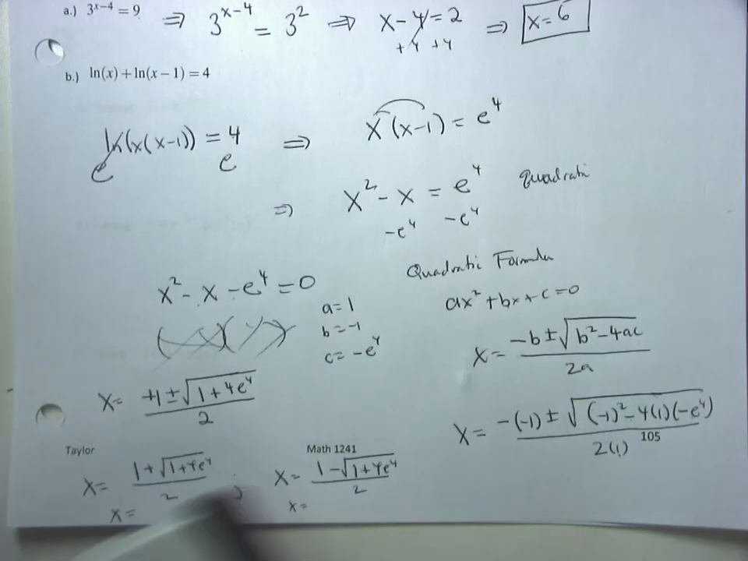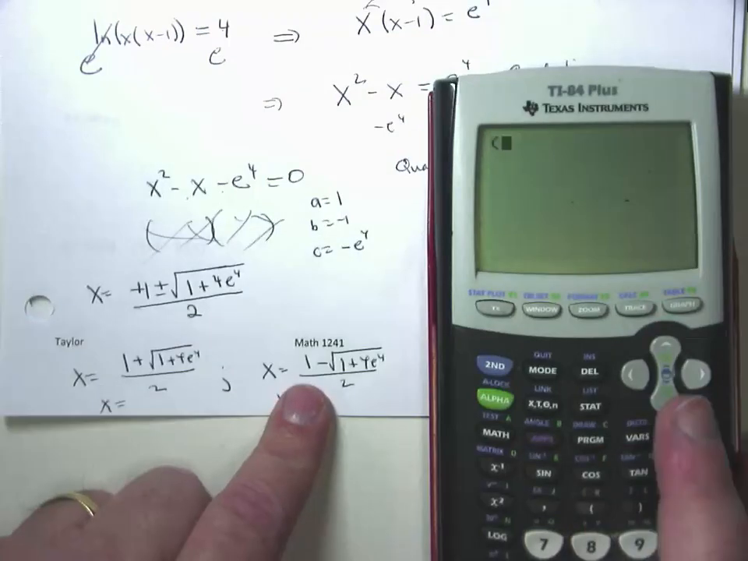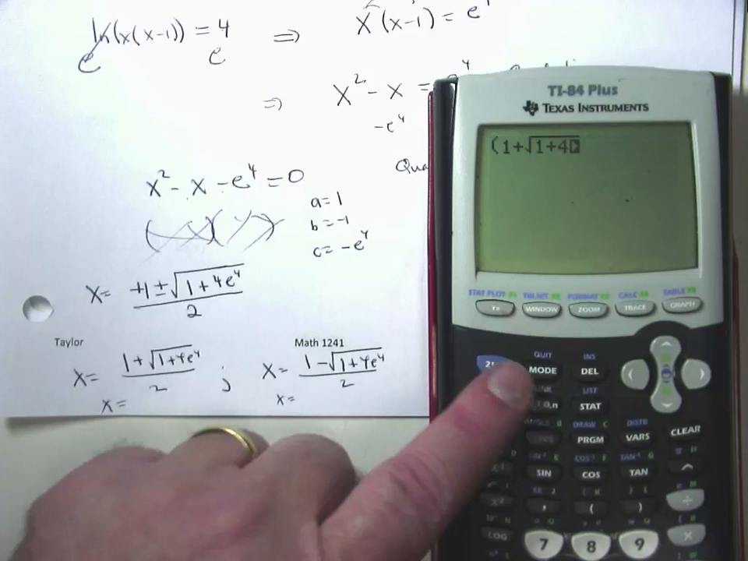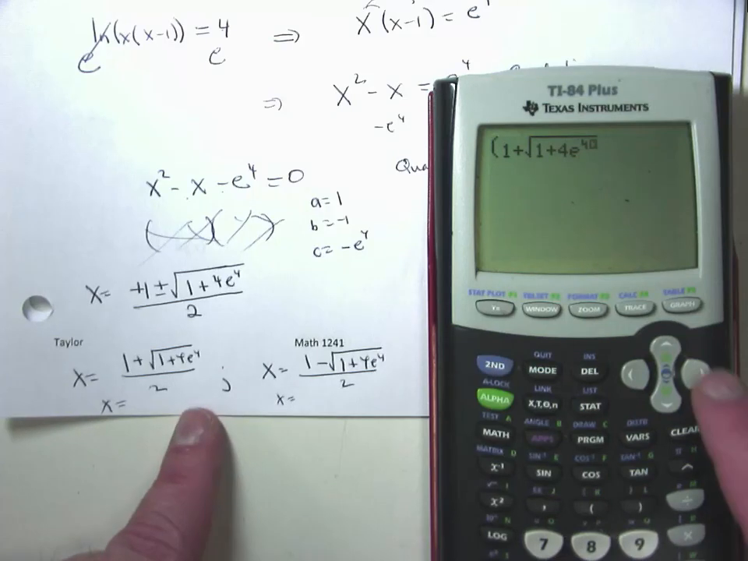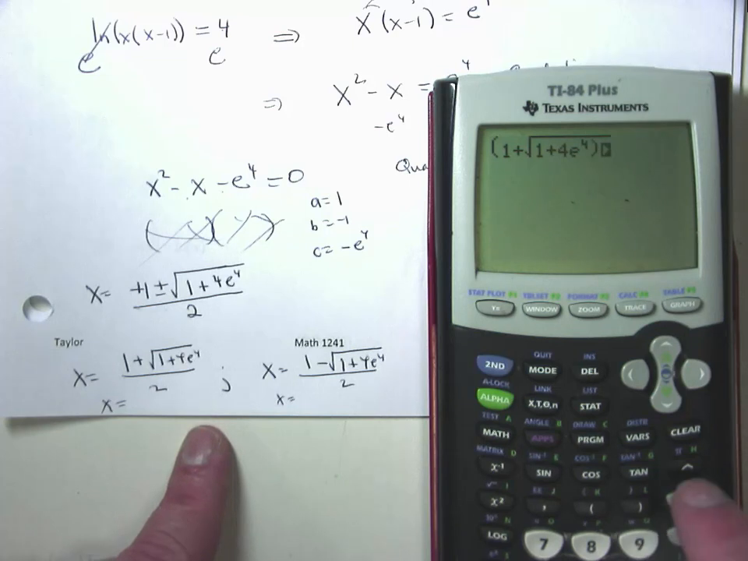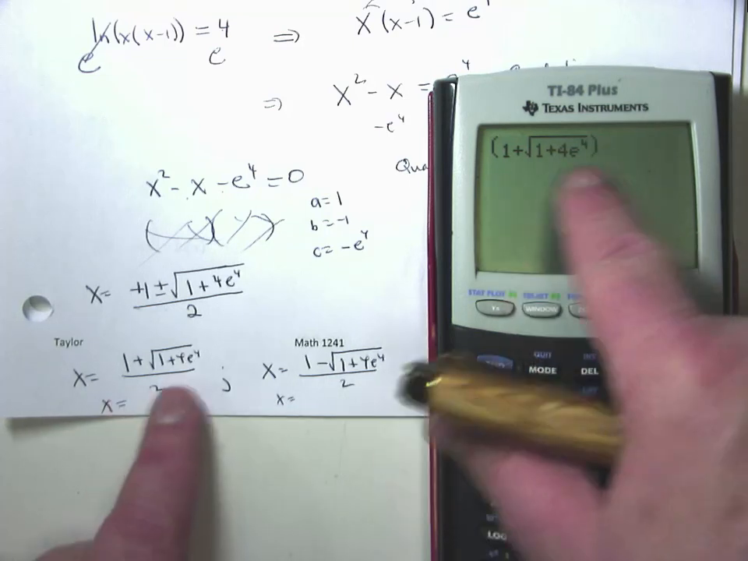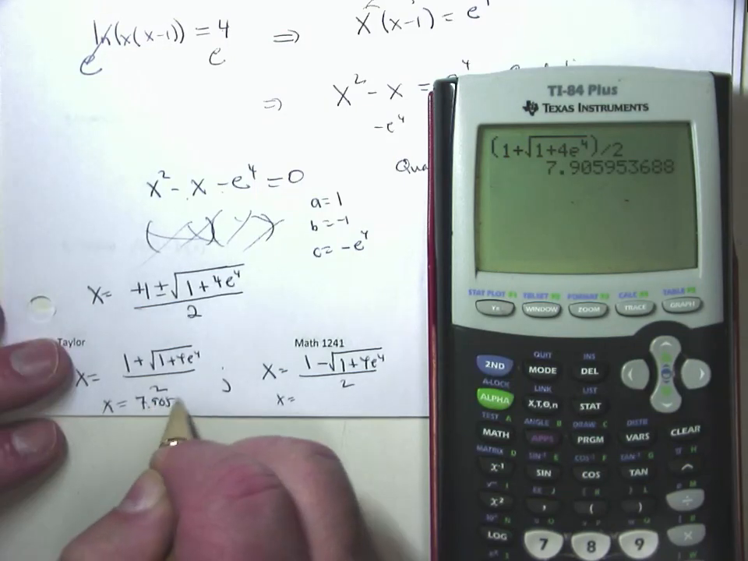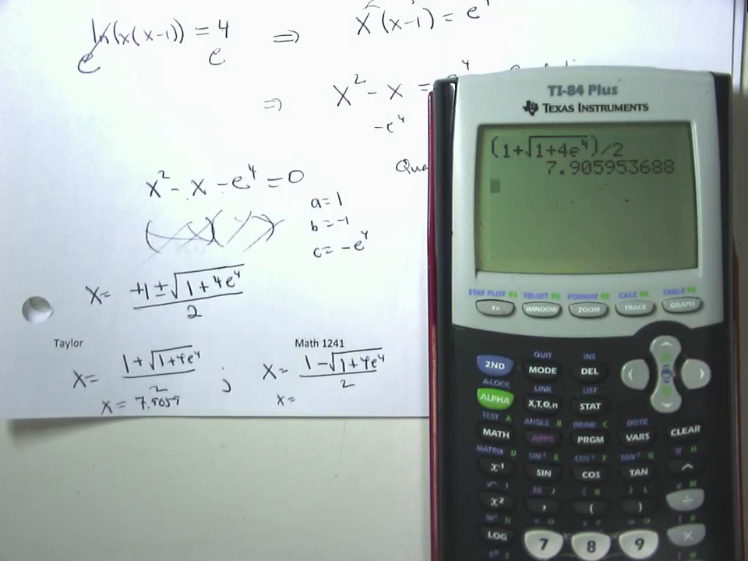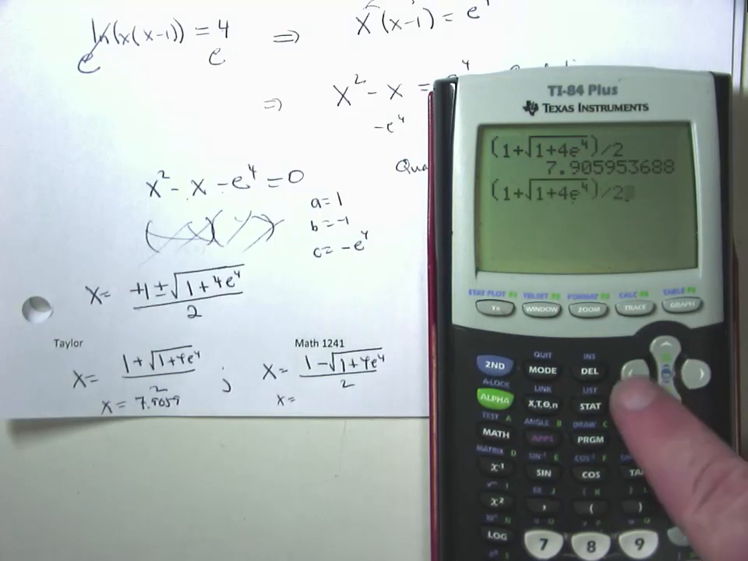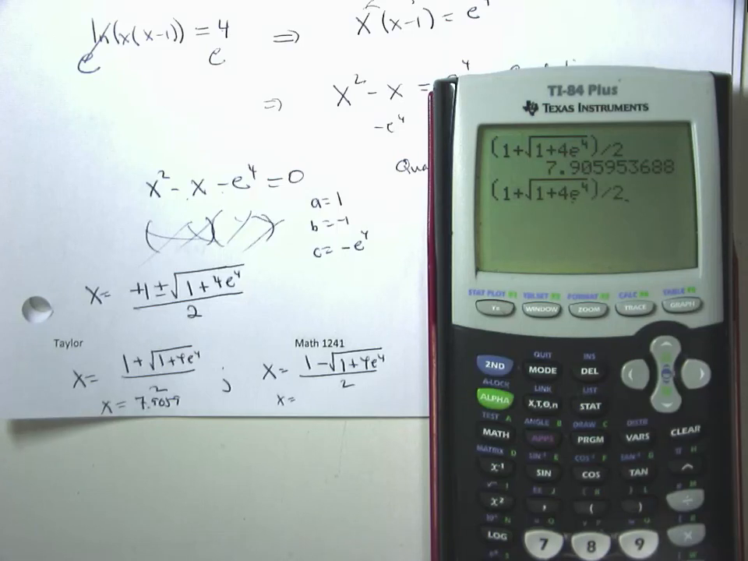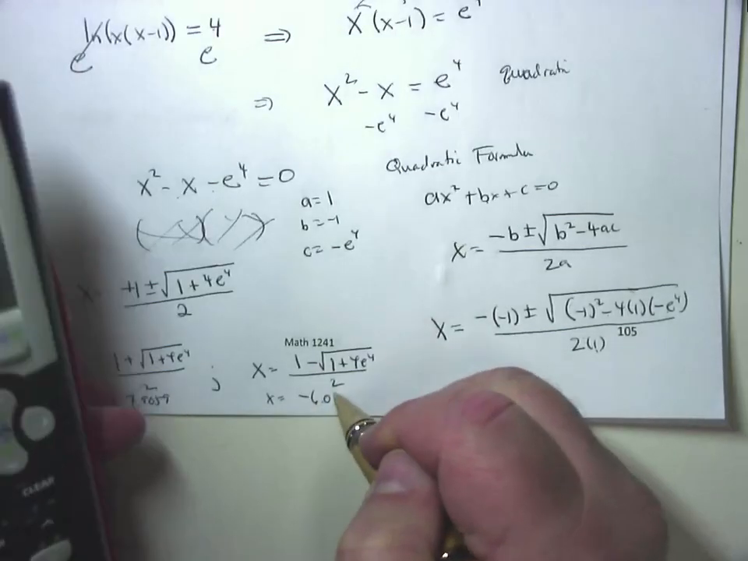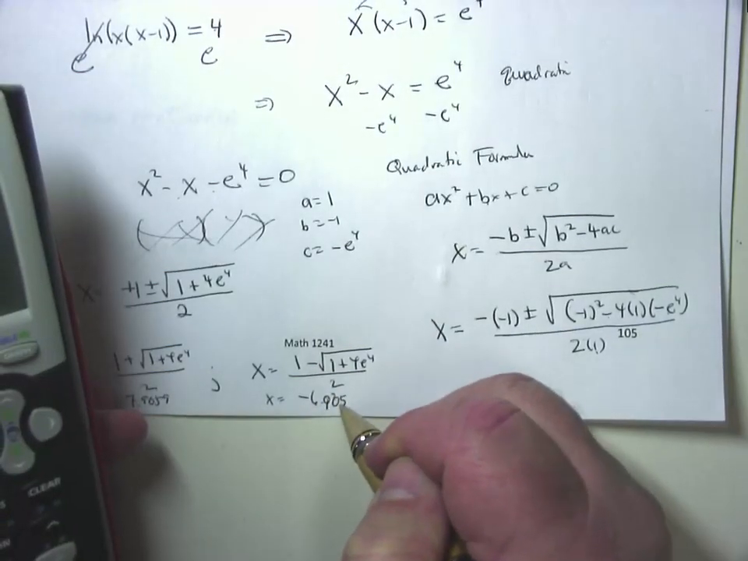So, plugging this on my handy dandy calculator here, parentheses around my numerator, I've got 1 plus the square root of 1 plus 4e to the 4th, close parentheses for the denominator, whole thing divided by 2. I got 7.9059 something. And I'm going to recall this thing back down, second entry, and just change that plus to a minus. And I got negative 6.9059.